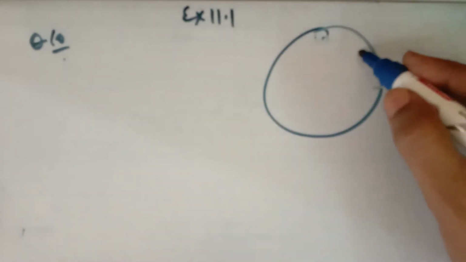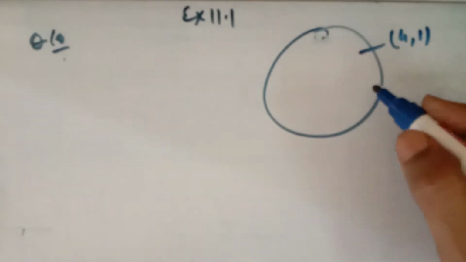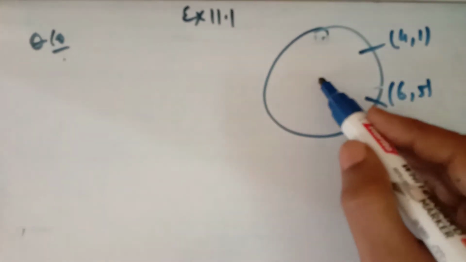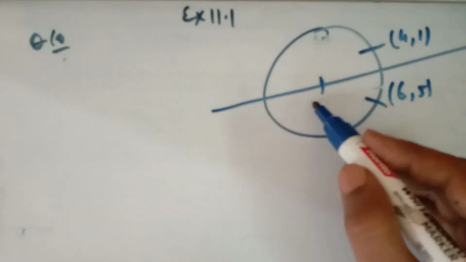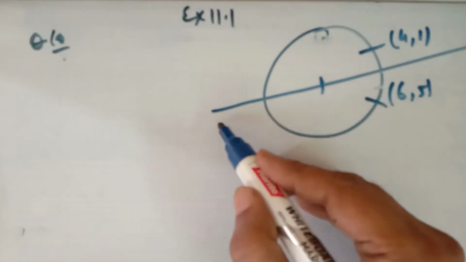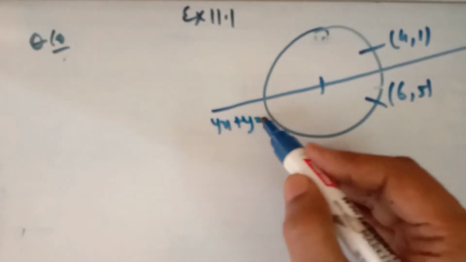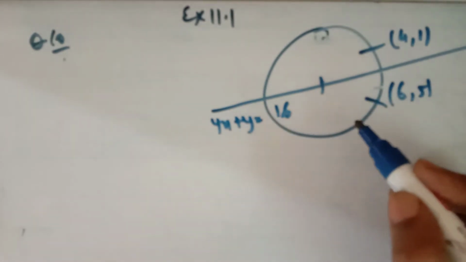The circle is passing through the points (4, 1) and (6, 5), and the center of the circle lies on this line, 4x plus y is equal to 16. You have to find the equation of the circle.